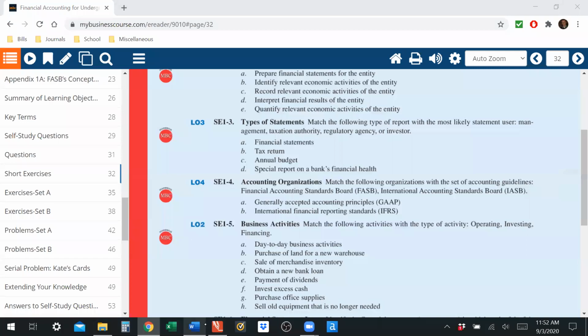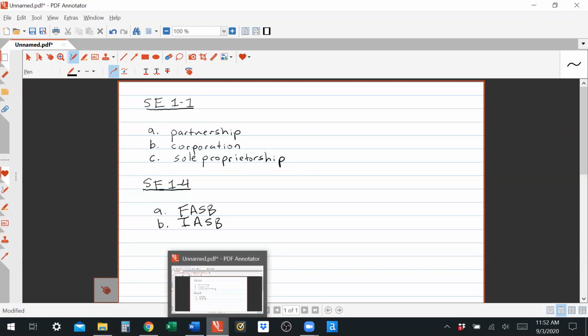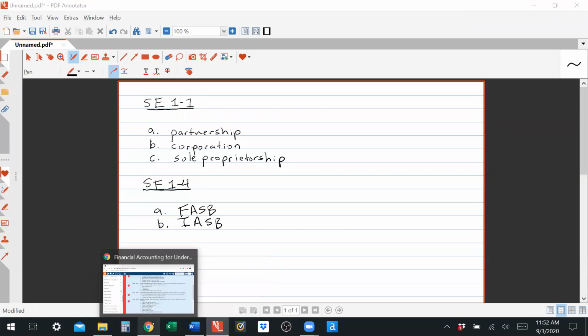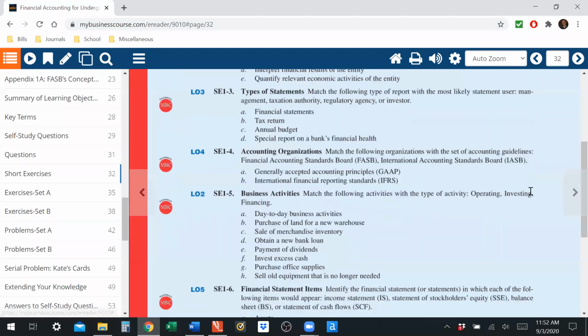FASB, that's right. GAAP is the set of rules and principles that govern United States corporations. And the FASB is the governing body that sets GAAP. Which means the IASB, the International Accounting Standards Board, is the governing body that sets the International Financial Reporting Standards, or IFRS.